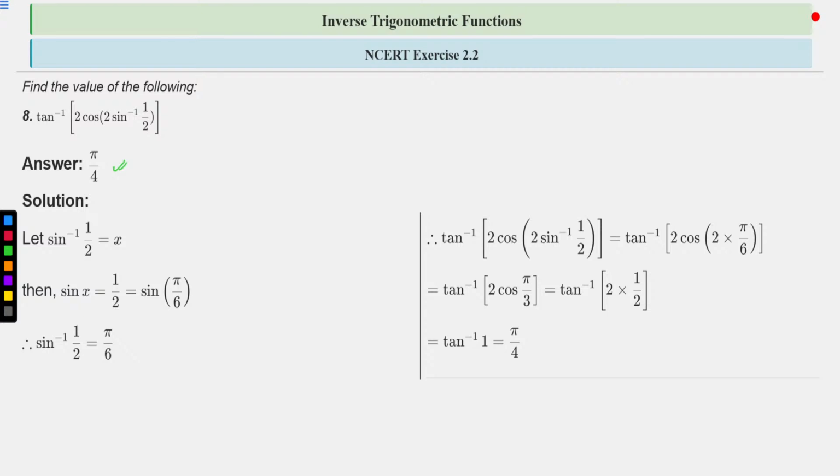Hope it's clear to all. If you have any doubt, you can ask. Is it clear to all?